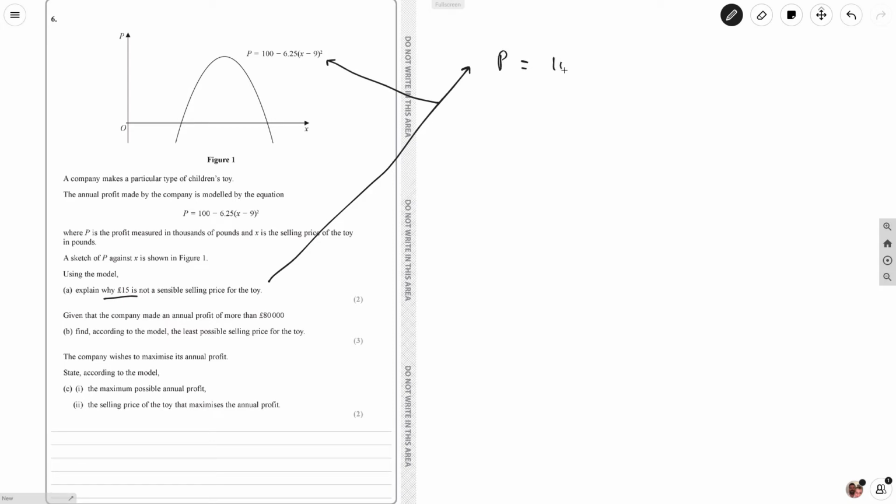So it's going to be 100 minus 6.25 times 15 minus 9 squared, and we just pop that into our calculator. And when you pop that into your calculator, you get minus 125. So that should make sense why that's not a sensible selling price of the toy. We're going to get a negative profit, which means we're going to get a loss.